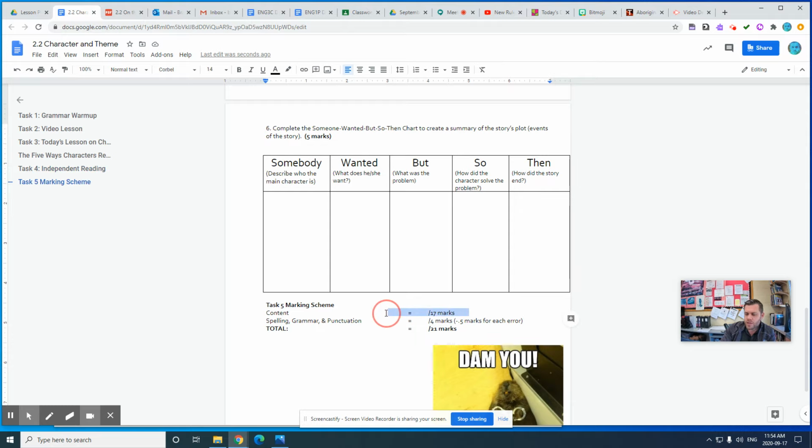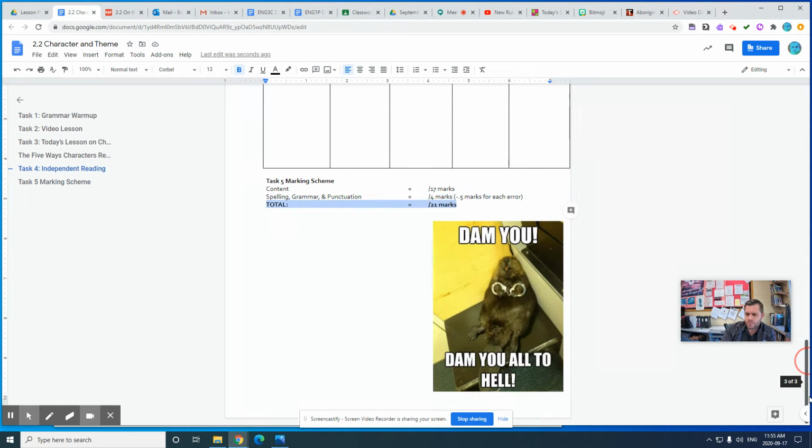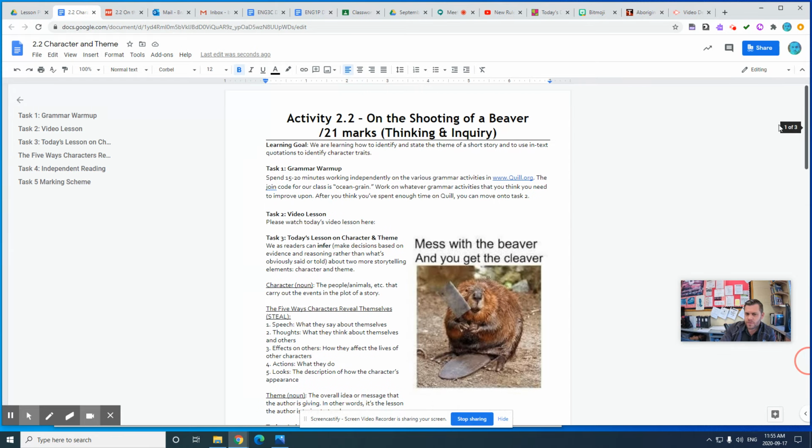So in total, you'll get 17 marks for questions 1 to 6. Another 4 marks for spelling, grammar, and punctuation to bring you a total of 21 marks. And some great beaver puns throughout the assignment.